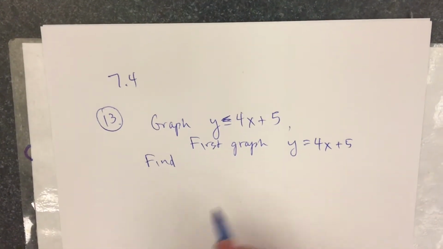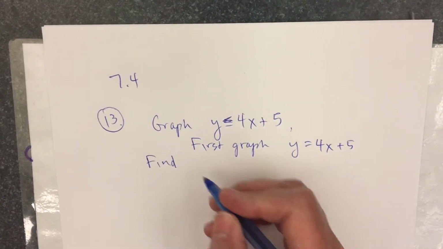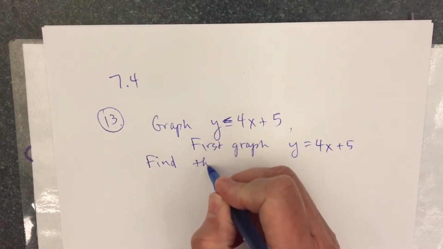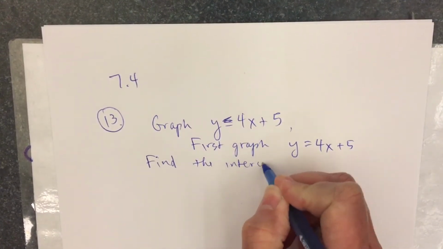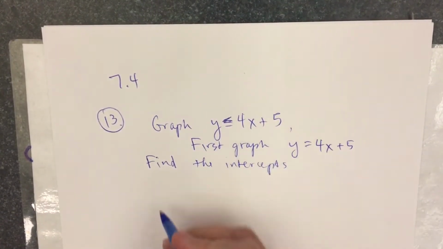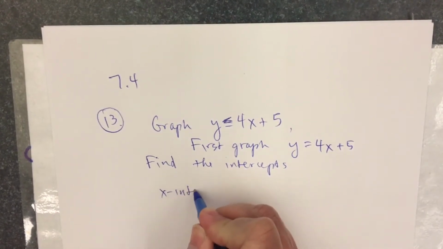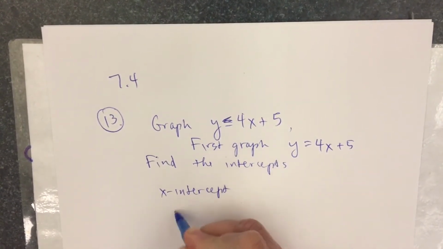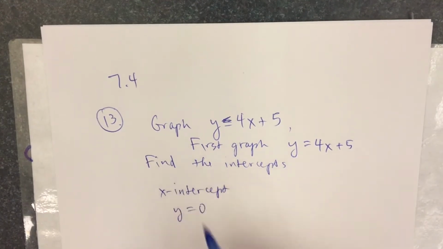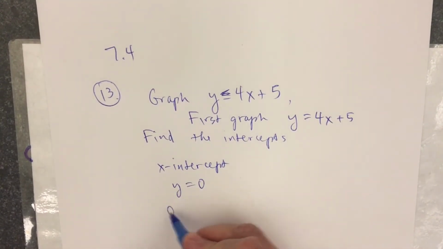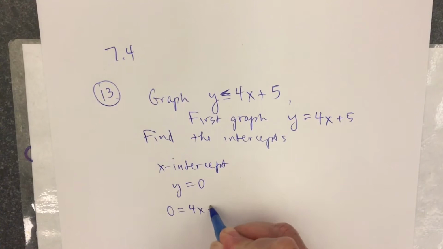For graphing this line, y equals 4x plus 5, I'm going to find the intercepts. So for the x-intercept, y equals 0. This will give me 0 equals 4x plus 5.